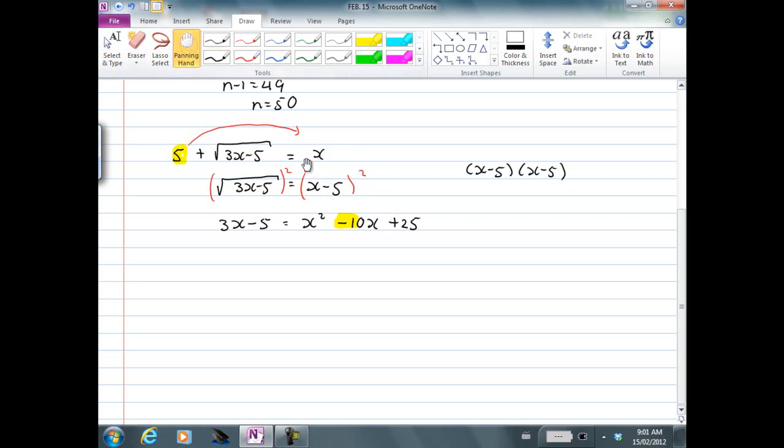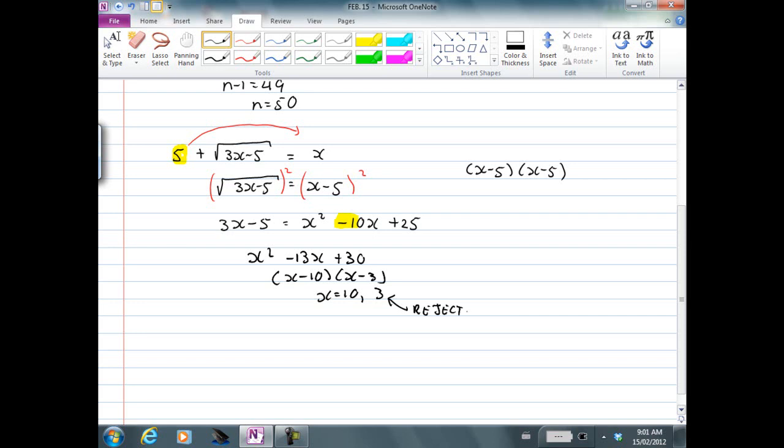Like I said, you can try using the shortcut method, or if you want, you can do the long method. Up to you. Now move everything to one side. x squared minus 13x plus 30. Factor it out. x minus 10, x minus 3, x equals 10 and 3. This will be your reject.